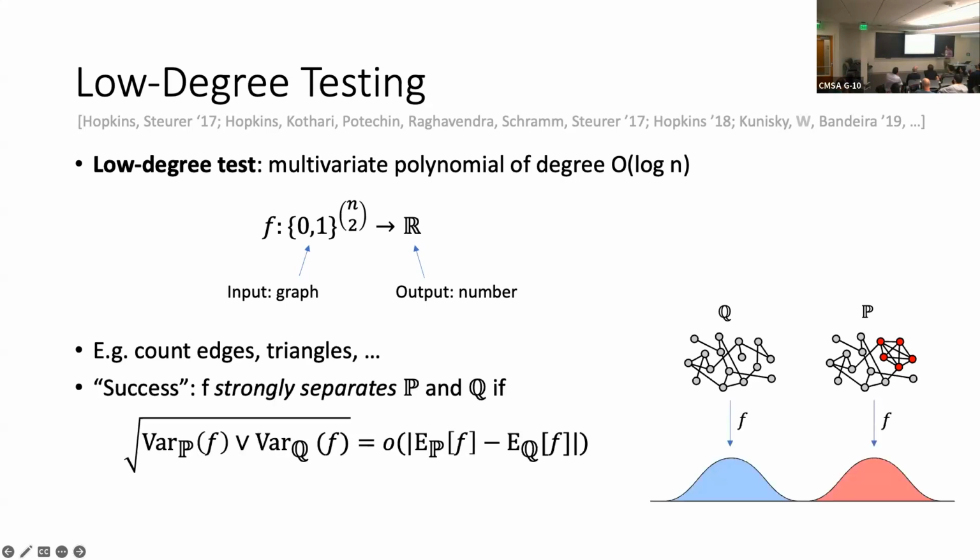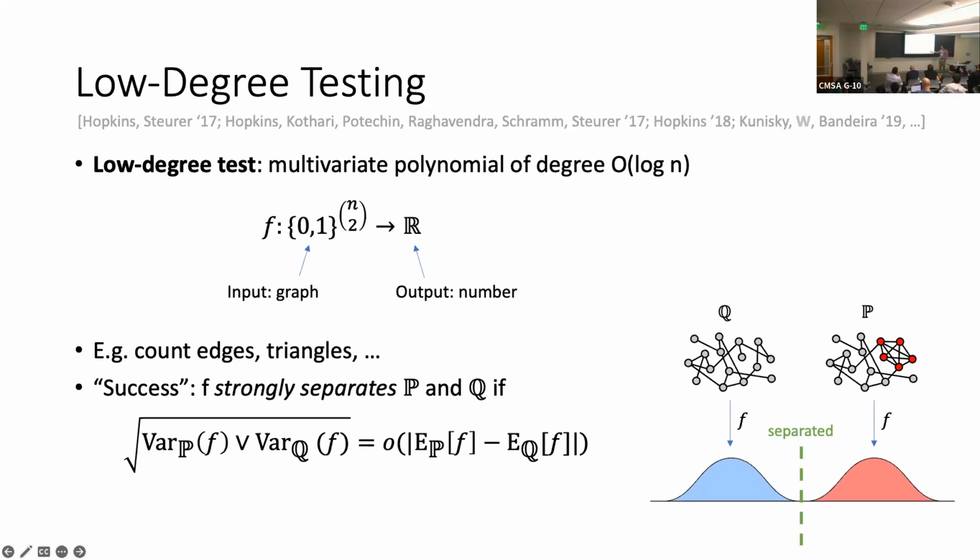And what does it mean to succeed? What does it mean for this test to successfully distinguish between two distributions? Well, what I want to happen is that if I draw a graph from this distribution, feed that to my polynomial, I get some distribution of outputs. If I draw my graphs from here, feed it to my polynomial, I get some different distribution of outputs. And I just want these to be well separated so that I can threshold it in the middle in order to distinguish with high probability.